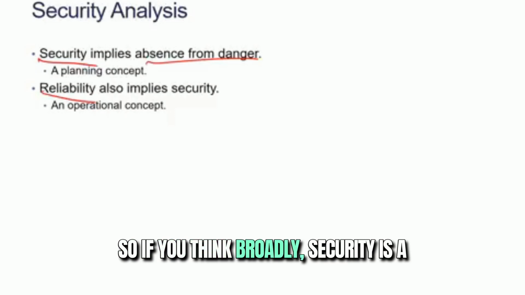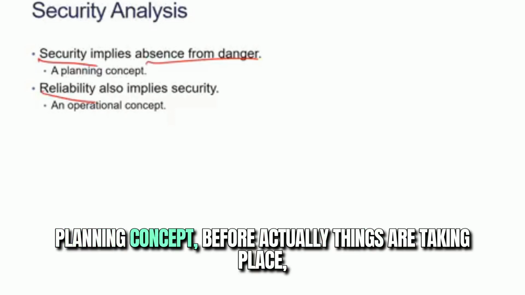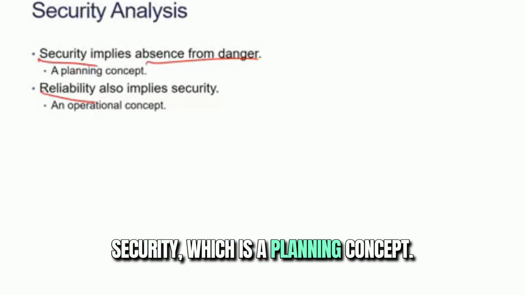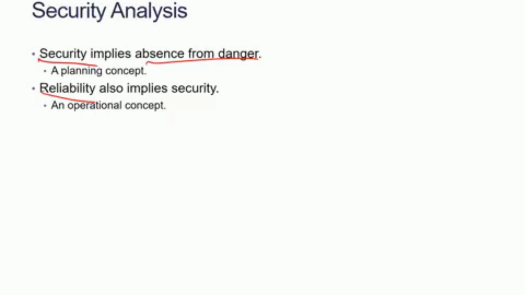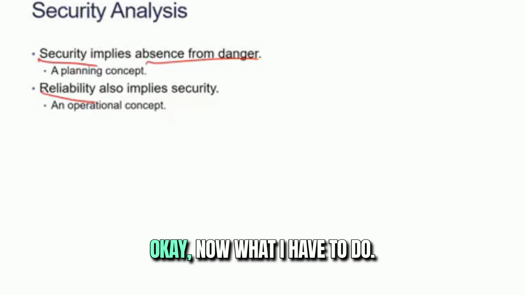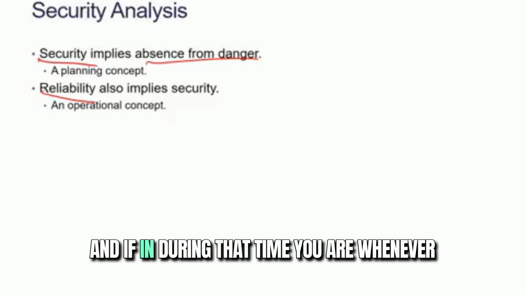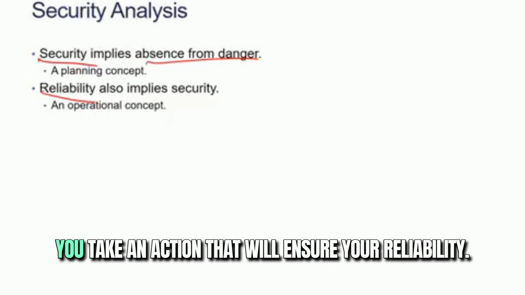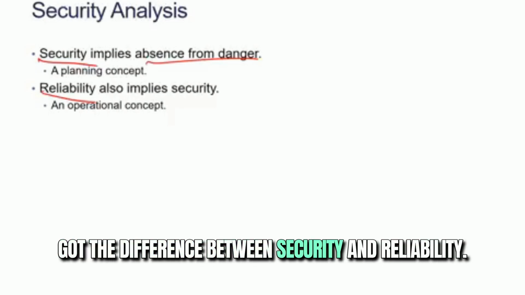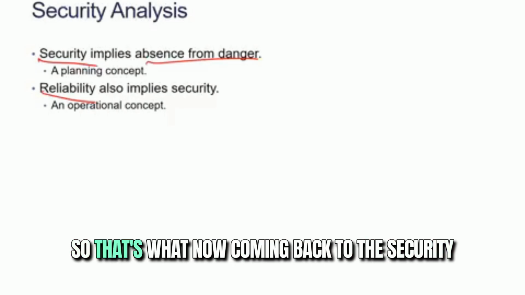So if you think broadly, security is a planning concept. Before things actually take place, you are taking a precaution; that is called security, a planning concept. And when you are actually running a system, in real time, you think, okay, now what do I have to do. Whenever you take an action at that time, that ensures your reliability. I hope you got this terminology difference between security and reliability.